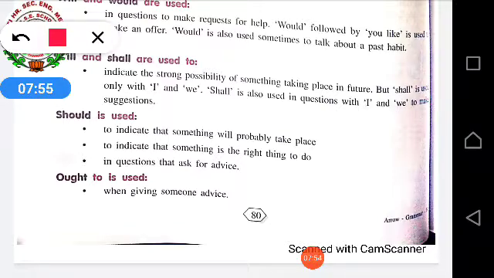Ought to. Ought to is used when giving someone advice. When we are giving advice to someone, at that time we are using ought to. The next page, page number 81.